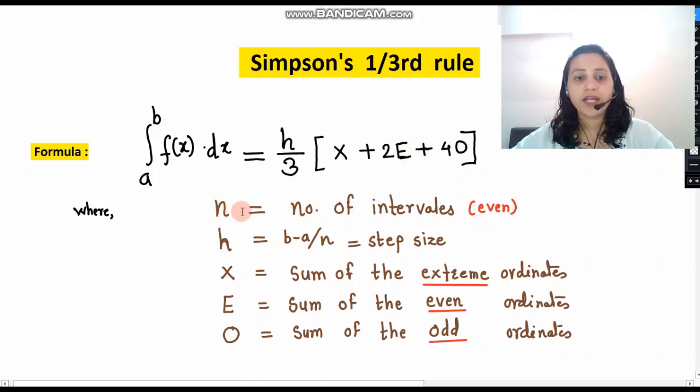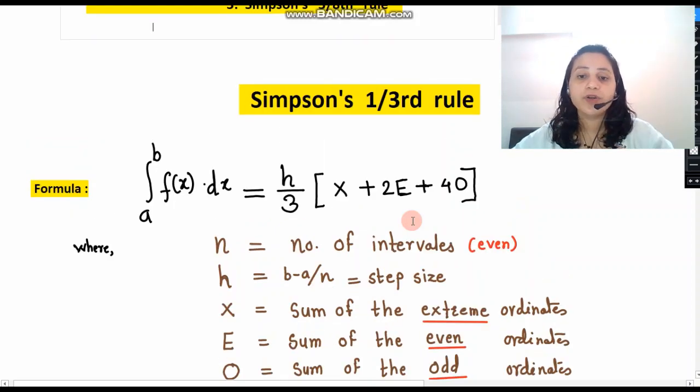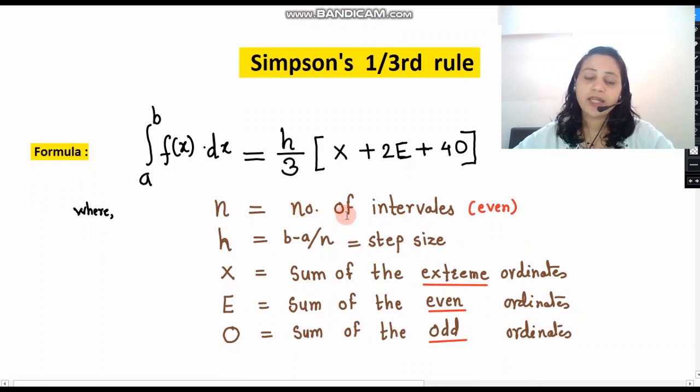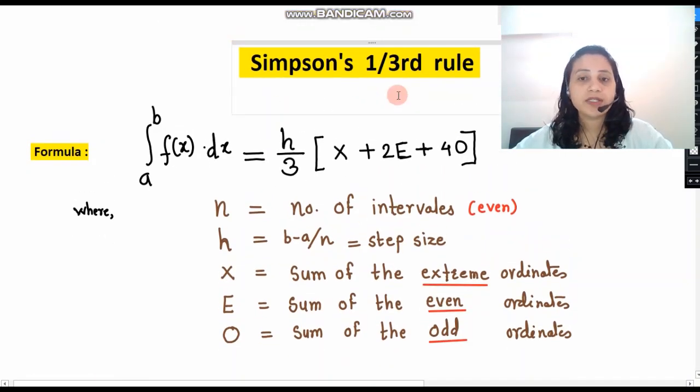First we have to find out n. n is nothing but the number of intervals, and why do we want n? To find out h. What is the formula to find h? h is equal to b minus a by n, and here we want this n. The main condition on the number of intervals is that the number of intervals is always even when we solve the sum by Simpson's one-third rule. Because when we solve the sum by the trapezoidal rule, there is no such condition on n. We can take any suitable number for n for the trapezoidal rule. But when we apply Simpson's one-third rule, the number of intervals should be even.